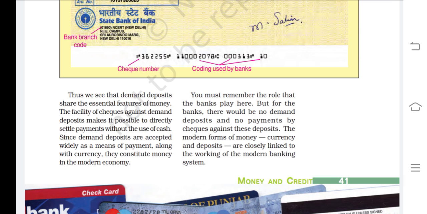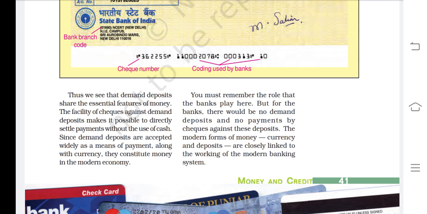The facility of checks against demand deposits makes it possible to directly settle payments without the use of cash. So in this, what happens? There is no use of cash. That can be done in the check system also. Demand deposits are accepted widely as a means of payment. Along with currency, they constitute money in the modern economy.